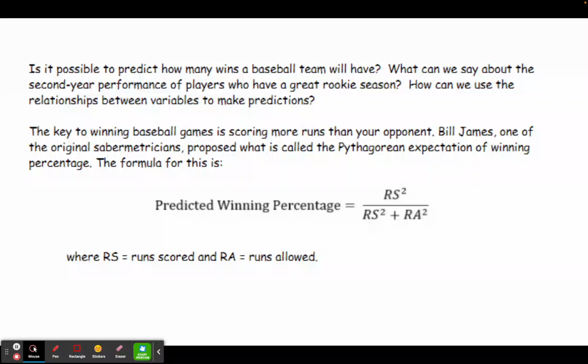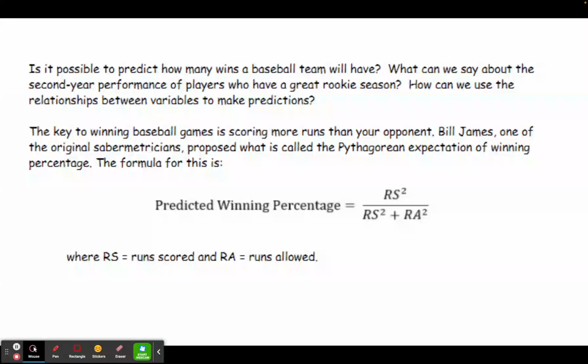This was sort of developed in the early 80s by a mathematician named Bill James. And he came up with lots of formulas using many of the statistics that we keep in baseball to make predictions and also to place value on different baseball players.